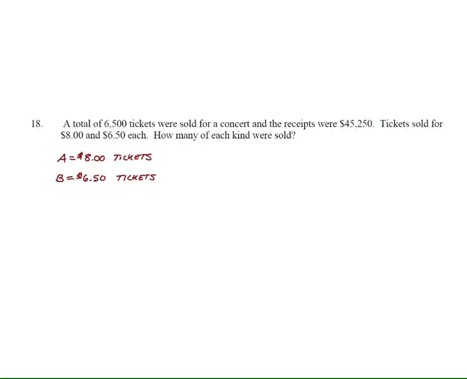So I'm going to set up an equation for the total number of tickets, and an equation for the amount of money brought in. So the system I would set up would be one equation for the total number of tickets, like I said, and one for the amount brought in. So A plus B should be the total number of tickets, 6,500, and 8A plus 6.50B should be 45,250. The reason that second equation makes sense is $8 per ticket and $6.50 per ticket. You multiply those by the number of tickets, and it should add up to the total that you brought in, which is 45,250.